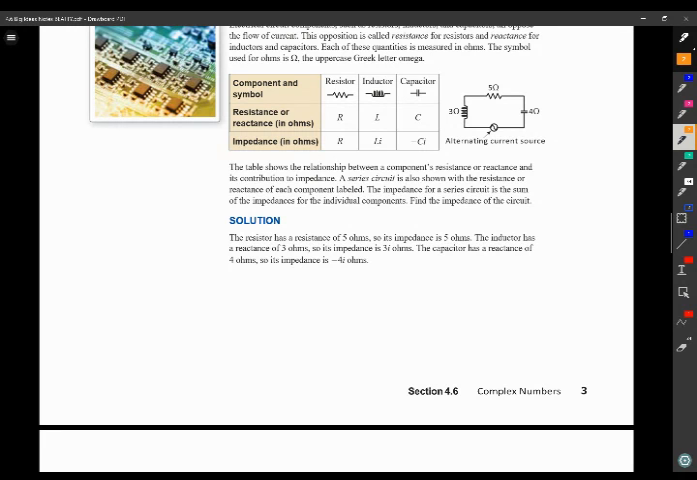So basically all we're going to do is combine the real and the imaginary parts. So as we look, our real parts are going to be our 3 plus 4, which is 7. And then our imaginary parts is the 3i and -4i, which is -i. And so the impedance of the circuit would look something like this.